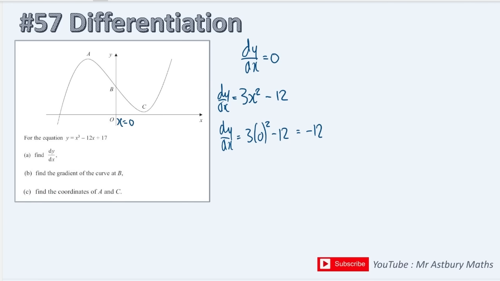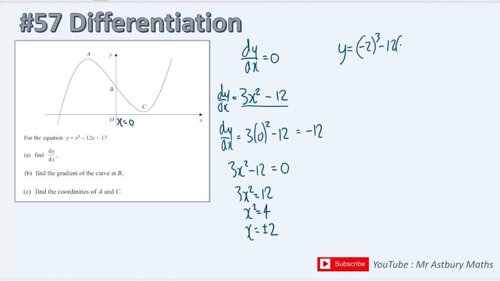Now find the coordinates of A and C, the two turning points. So I set the gradient function equal to 0 to find where the stationary points are, also called turning points. This is going to give me 3x squared is equal to 12, so x squared is equal to 4, so x is equal to plus or minus 2. And then, just like the previous question, you've got to work out the coordinates, so you need the corresponding y values. So you need to sub in minus 2, like so, and you need to sub in plus 2. Like so. And here you get 33, and here you get 1.